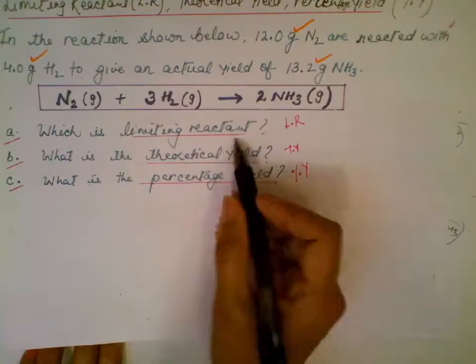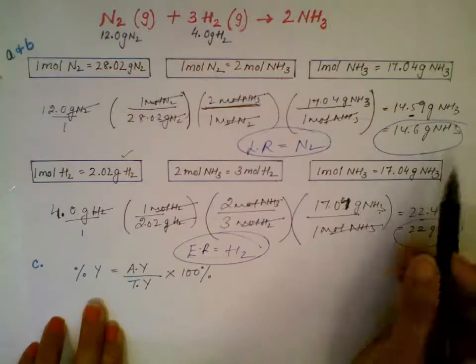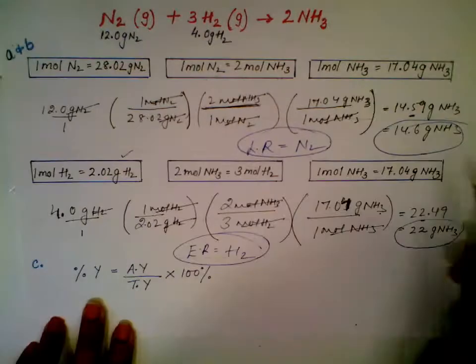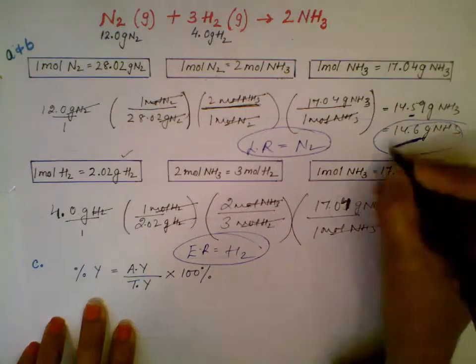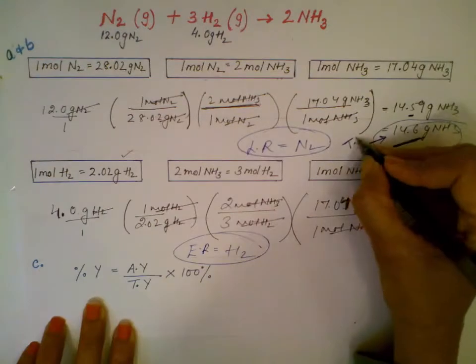So we have to find the limiting reactant. We did figure that out. Theoretical yield, yeah. So the theoretical yield is the smaller quantity. Since this is the smaller quantity, and this is bigger, this is more, our theoretical yield is 14.6.